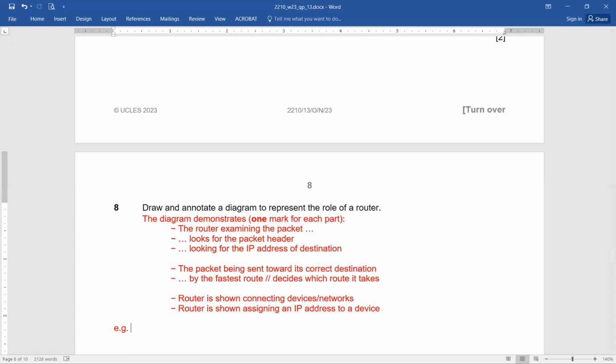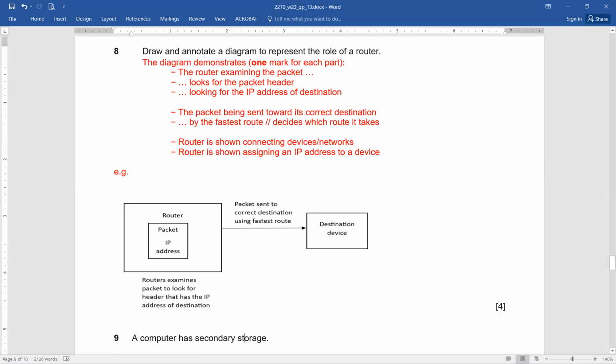So just an example is discussed here. Your answers may be a little bit different, but just an example. The first one is a router with a packet and IP address. Then the router examining the packets to look for the header that has the IP address of the destination. Then that packet is sent to the correct destination using the fastest route, and then there is the destination device. So if you have mentioned every single detail properly, then definitely you are able to score marks easily, isn't it? 4 marks. Difficult or easy?